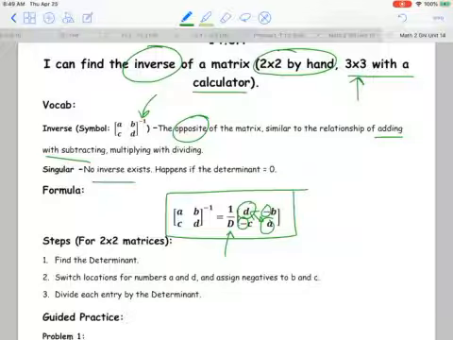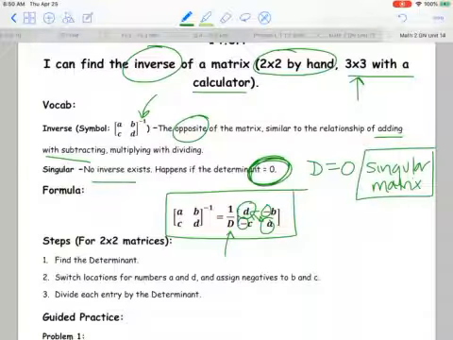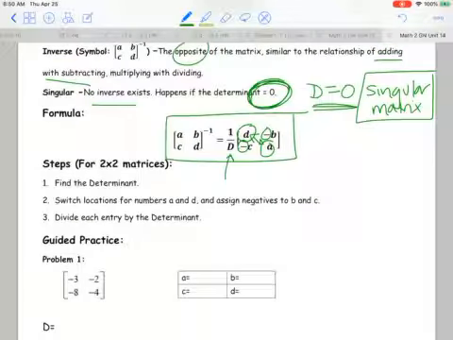And an inverse can't exist if your determinant is 0. And you just write the words singular matrix, meaning there's no inverse that exists. You don't have to solve it as long as you know D is 0. So the steps are, you find the determinant, you move around the numbers, and then you got to make sure that you divide that D to everything.